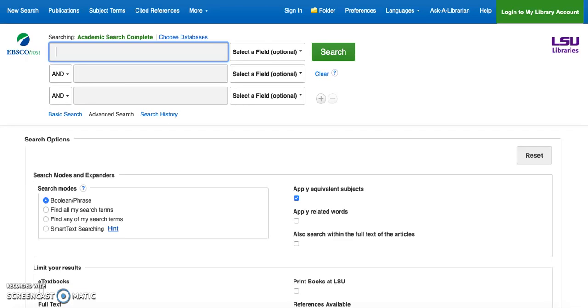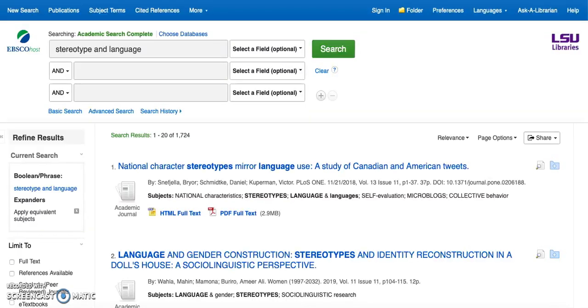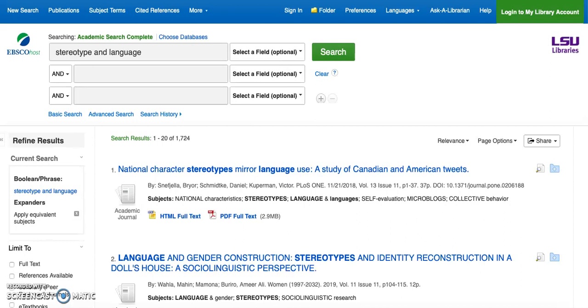So here we are on our database, and let's say I want to focus on a topic having to do with stereotypes and perception and language disorders in general. I want to go really broad. So let's just start out with maybe stereotype and language, just to see what we get. Obviously, too many results. I have over 1,000, and as we discussed in the last class, that's way too many. I can't handle that many results.